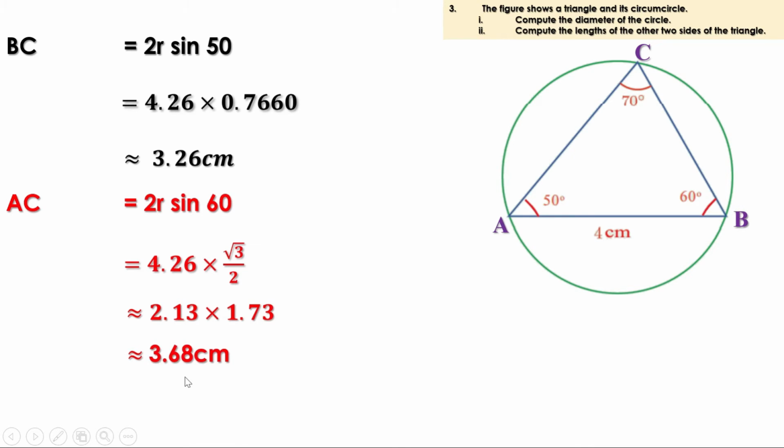Multiplying, we get 3.68 approximately. That means length of AC is approximately equal to 3.68 centimeters.